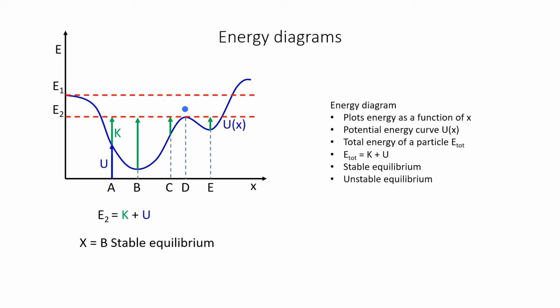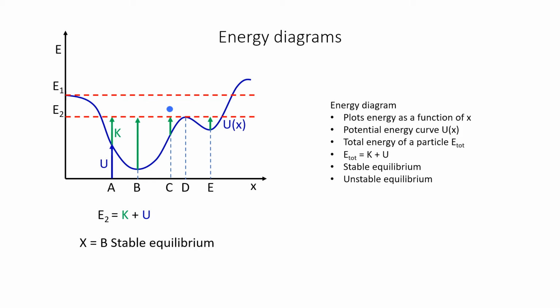When it gets to point D, all of the particle's energy will be potential energy and zero kinetic energy. Here the particle is stopped. This is what we call a turnaround point. The particle is going to turn around and go back toward position C.